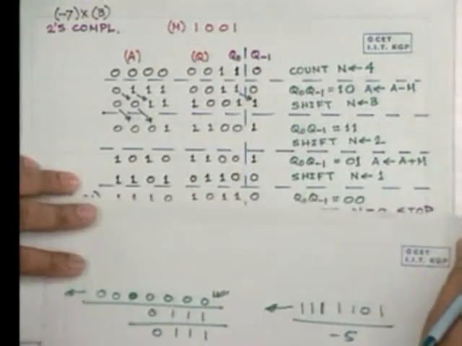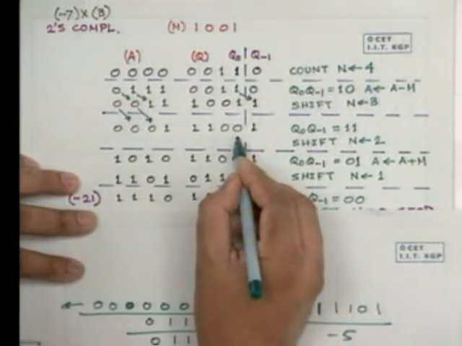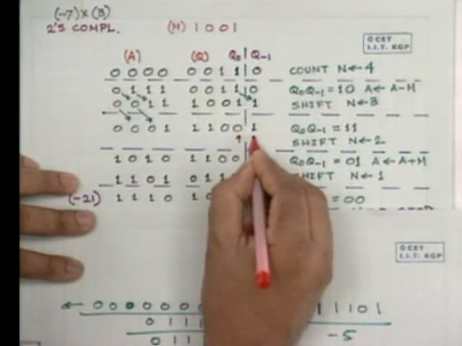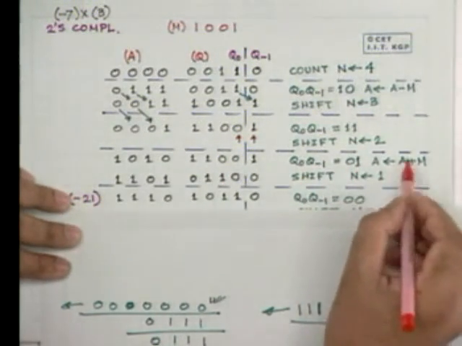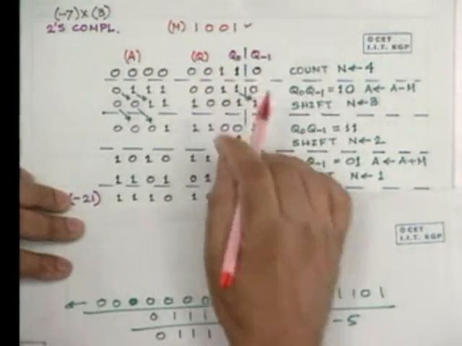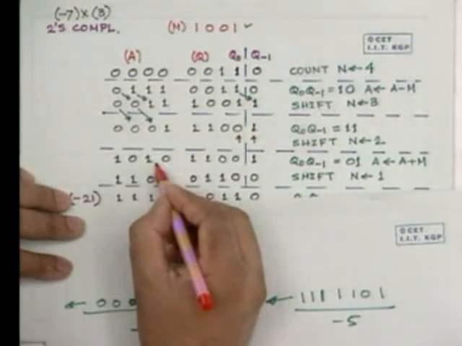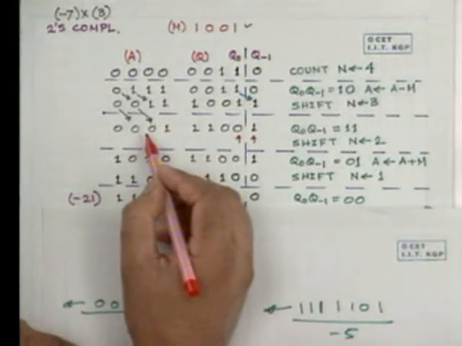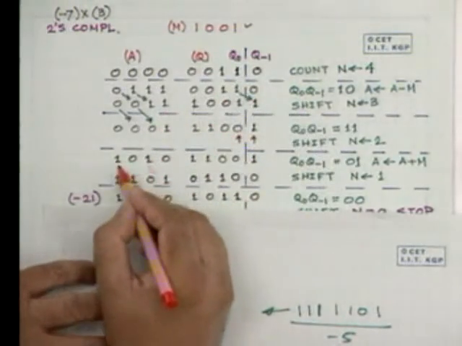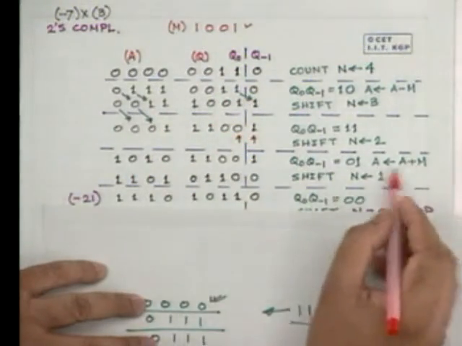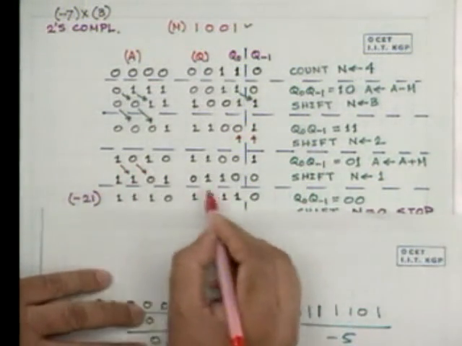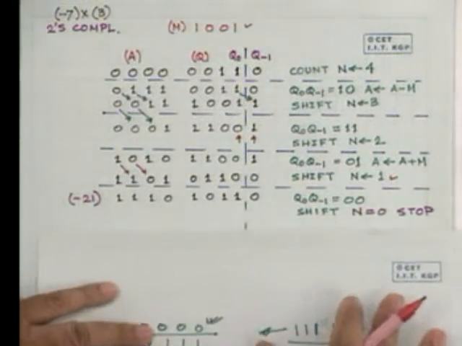Then next we see that Q0, Q minus 1 is 0 1, therefore we add. We take this one, add it with this one to get this result. That is M plus A, whatever is the content of A; these two are added and we get this one. And then once more we shift right and reduce the count. Therefore, this comes here, and the count is reduced to 1.